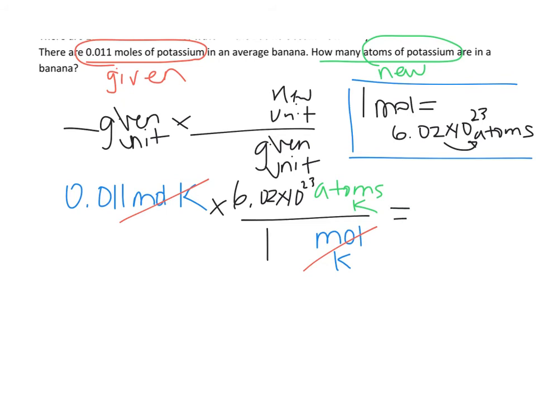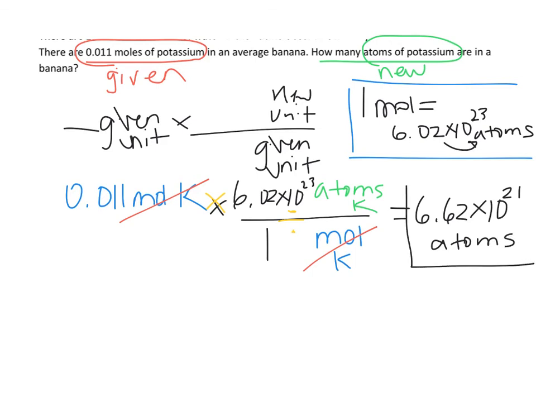So what we need to do is we multiply the top, we divide by the bottom, so 0.011 times 6.02 times 10 to the 23rd divided by 1. And we're going to get 6.62 times 10 to the 21 atoms. In your calculator, please don't forget that this is an exponent. So make sure that you put the times 10 to the 21 in your answer. Otherwise, it's wrong.